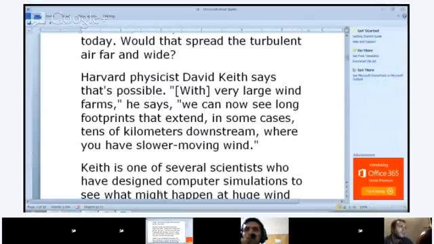Harvard physicist David Keith says that's possible. With very large wind farms, he says, we can now see long footprints that extend, in some cases, tens of kilometers downstream, where you have slower moving wind.